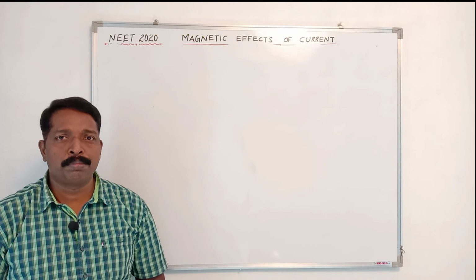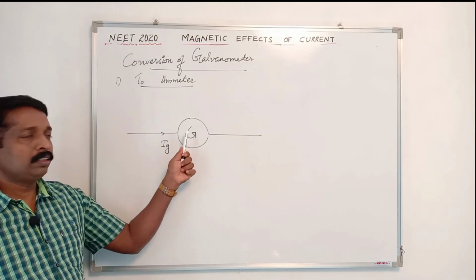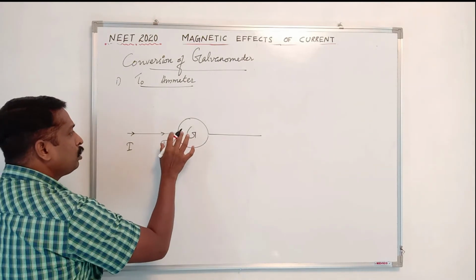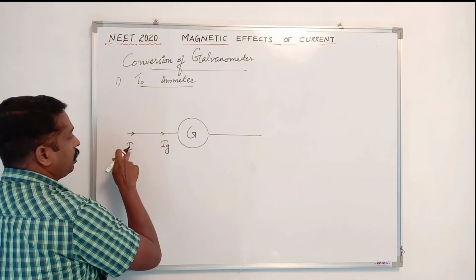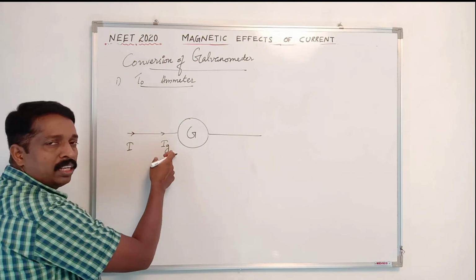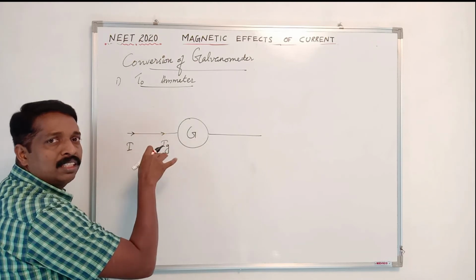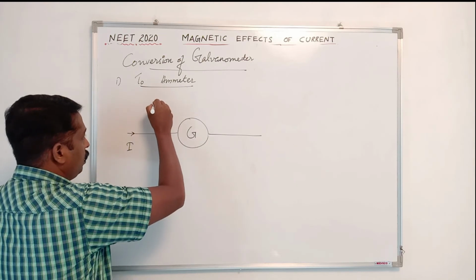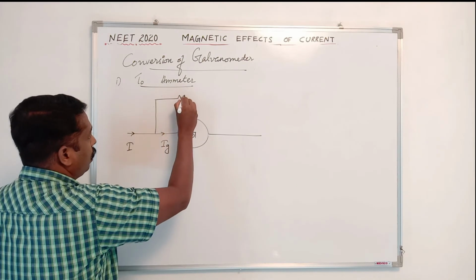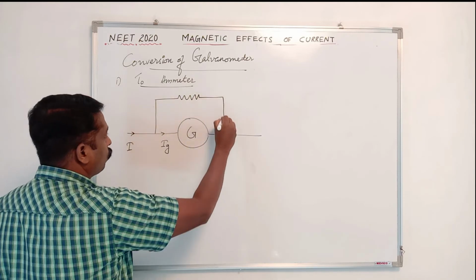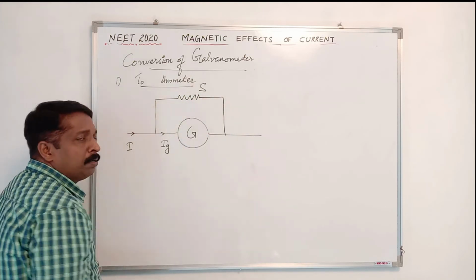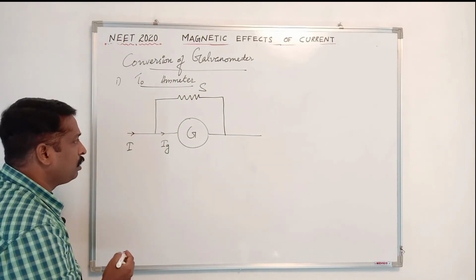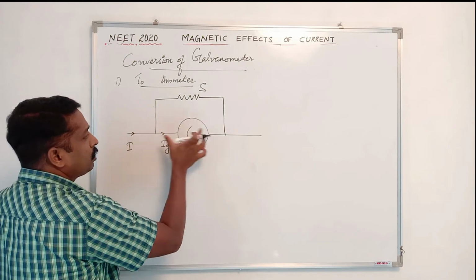Conversion of galvanometer to ammeter. This is a galvanometer which can read a current Ig. It is converted to an ammeter so that it can read a current I ampere which is greater than that of Ig. Ig is always in the microampere range. We have already studied about this. Then a parallel resistance, a very low resistance, is connected in parallel to the galvanometer so as to convert the galvanometer to an ammeter.